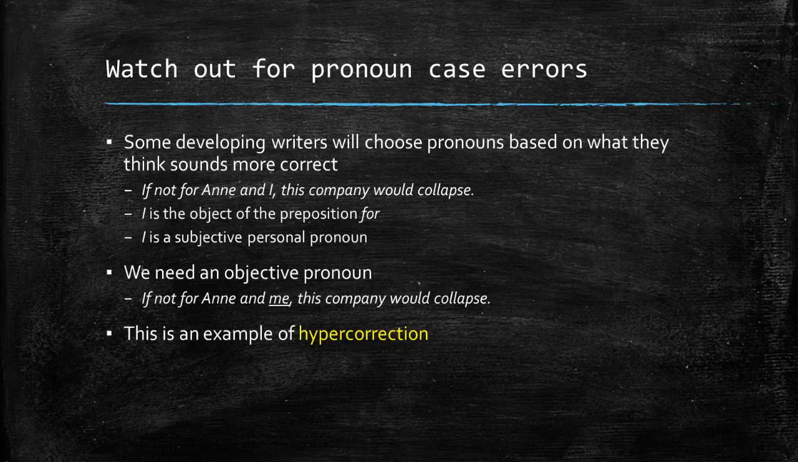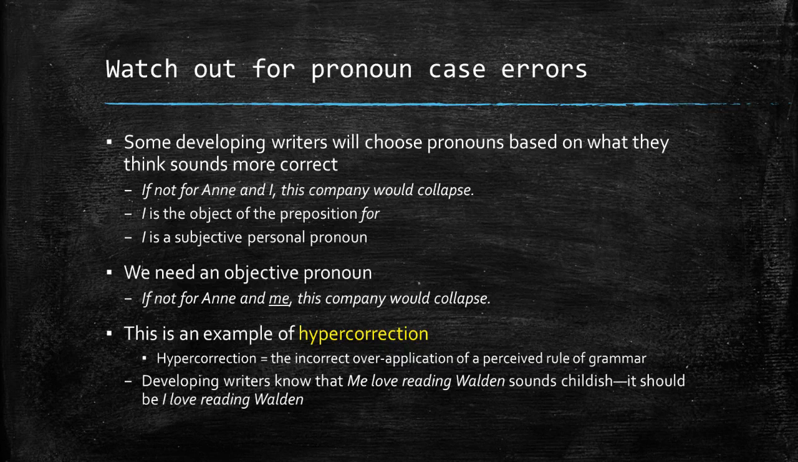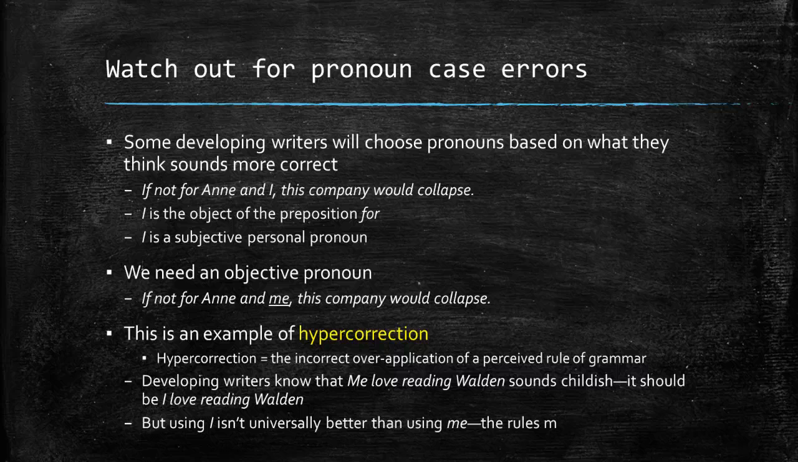The original sentence, if not for Anne and I, is an example of what's called hypercorrection. Hypercorrection is the incorrect over-application of some perceived rule in grammar. You see, developing writers know that sentences like, me love reading Walden, sound childish and like a caveman. It should be, I love reading Walden. But using I isn't universally better than using me. It's just that in this sentence, me should be an objective pronoun instead of a subjective pronoun. So the rules must be applied.